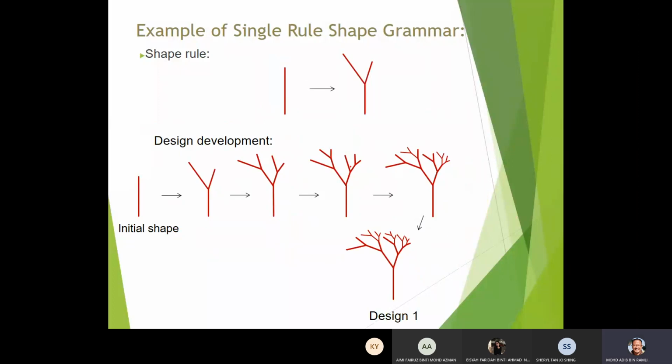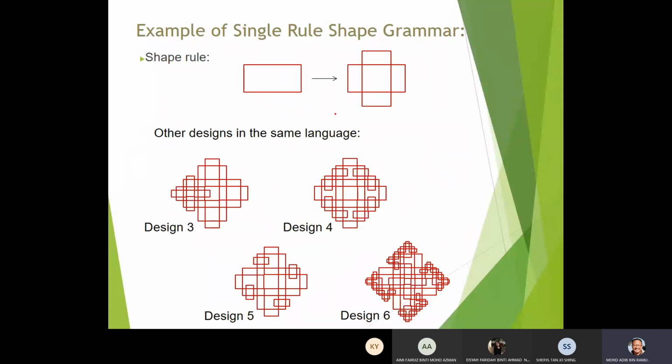Another example. But again, not all the rules are interesting. Sometimes very simple rules like this and this would allow you to create a more interesting and more intricate design. For example, design number 6 is quite detailed.